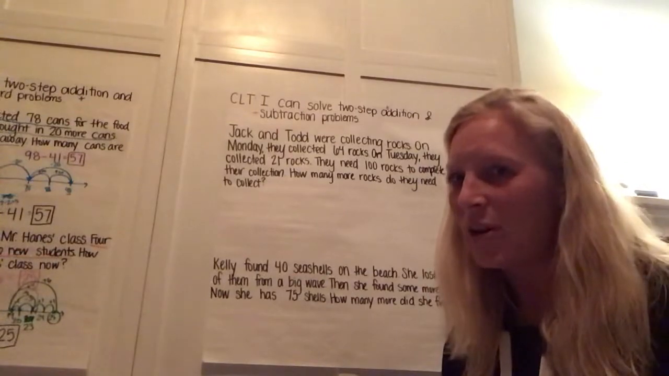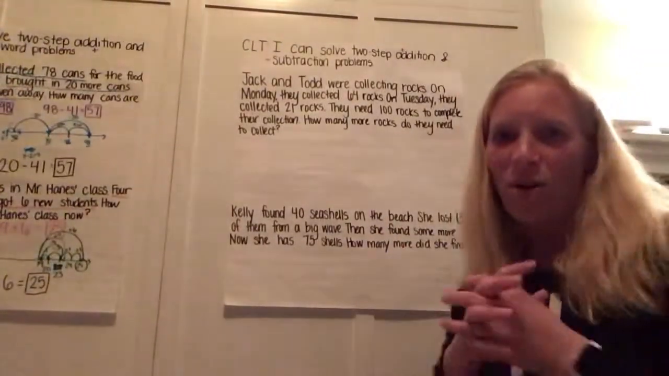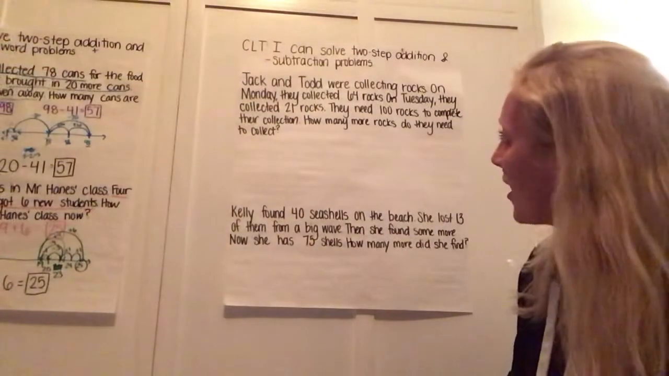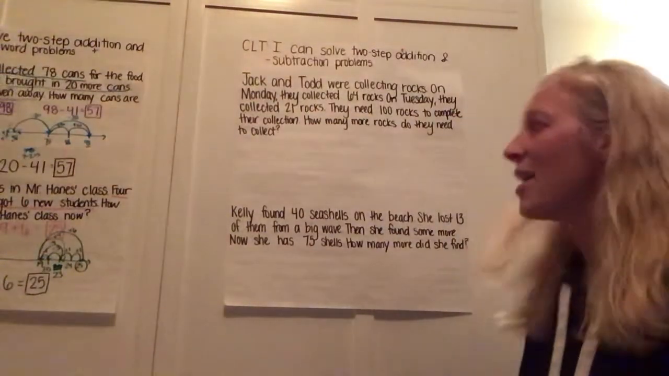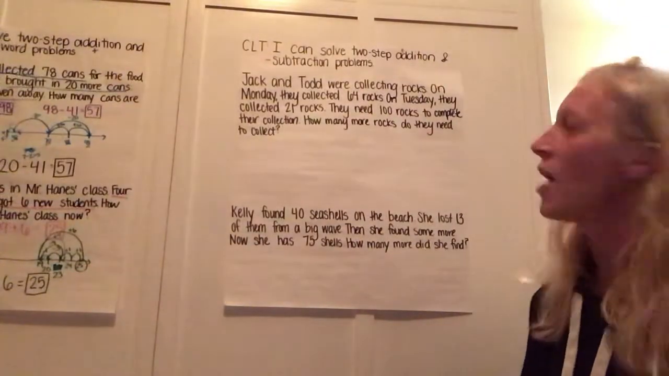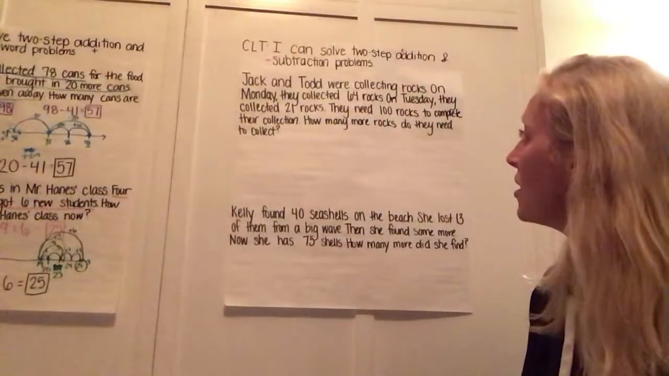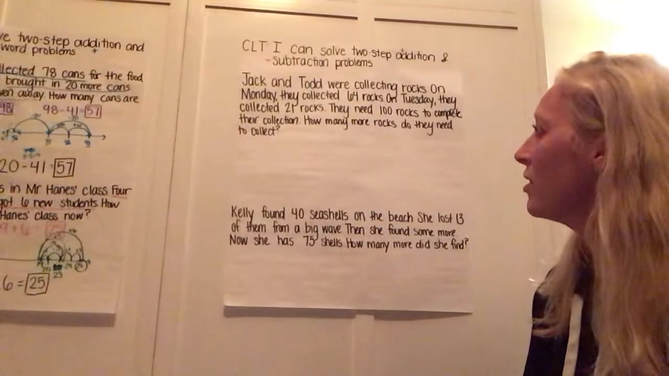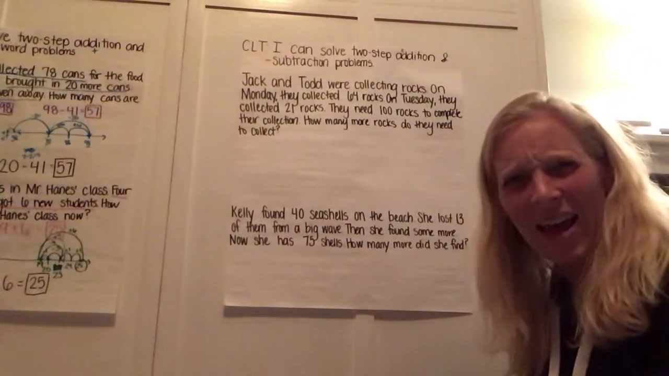All right, let me go ahead and read, and then we're going to start solving. Yay! Let me get this all ready to rock and roll. All right. Our first problem goes like this. Jack and Todd were collecting rocks. On Monday, they collected 64 rocks. On Tuesday, they collected 21 rocks. They need 100 rocks to complete their collection. How many more rocks do they need to collect?